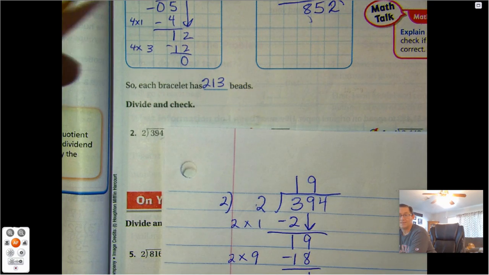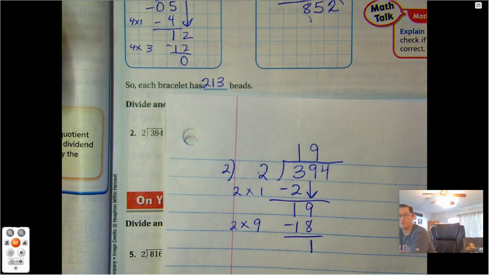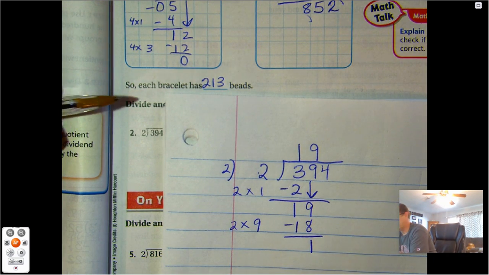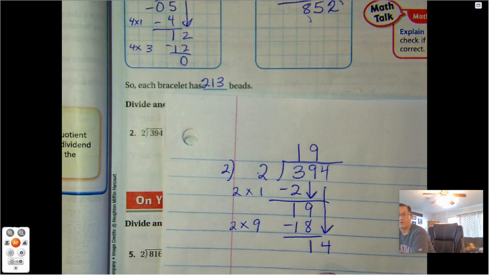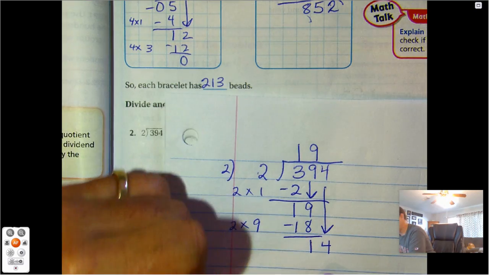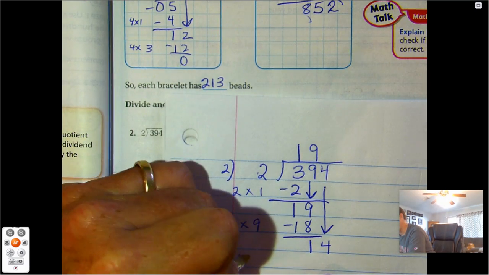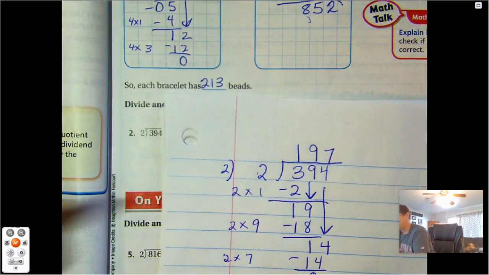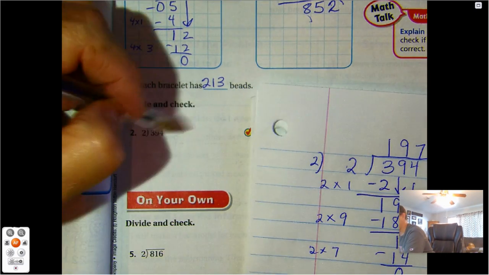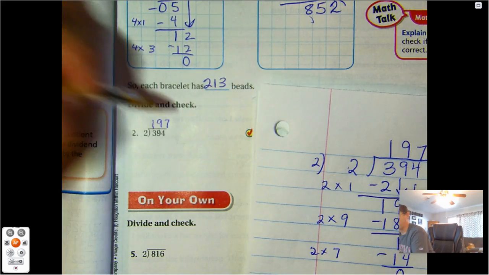That leaves me with 1 ten, which I can't share equally with the 2 groups. So I'll regroup that as 10 ones plus the 4 that we already have. 2 times what is 14? 2 times 7. Subtract, we get 0. So we should have 197.